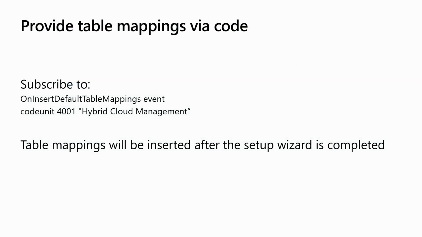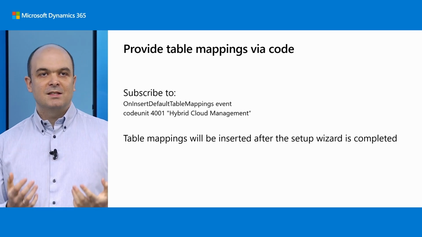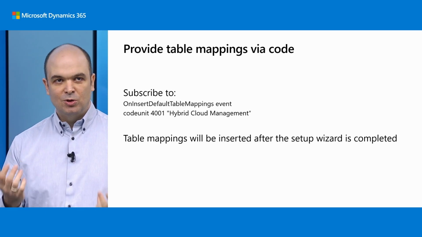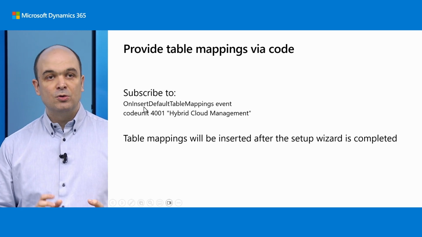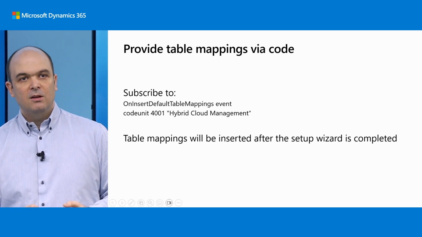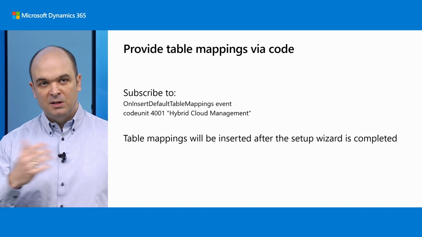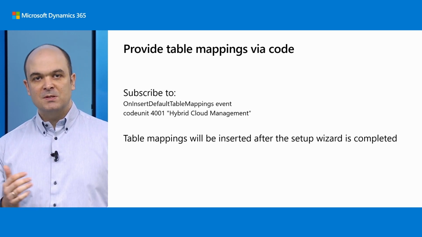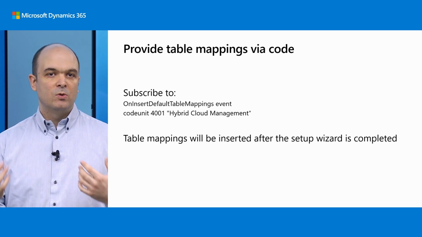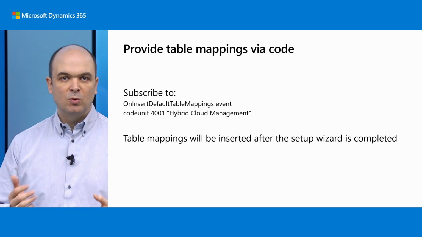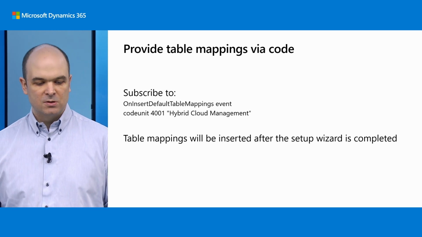And in case you are a large ISV partner, you can provide these table mappings automatically through the code. If you subscribe to this event here, from the codeunit 4001, in this case, each time when you complete the wizard, all of the table mappings are going to be inserted automatically for you, which is really helpful if you have other people that want to move your on-prem solutions to SaaS.